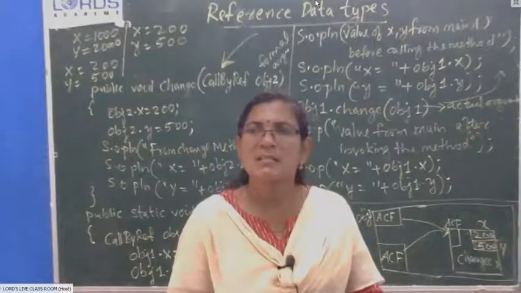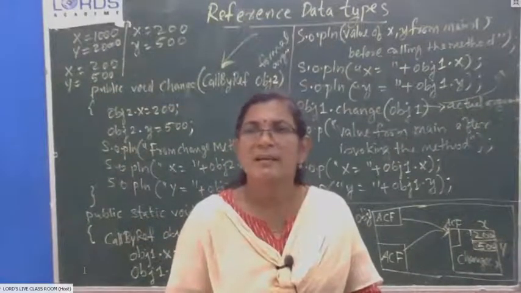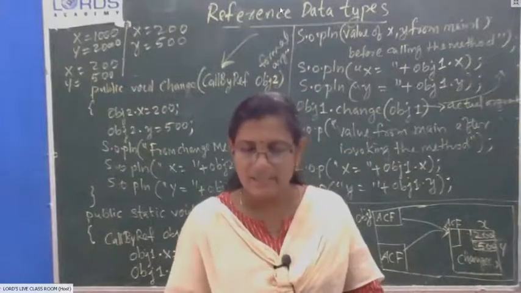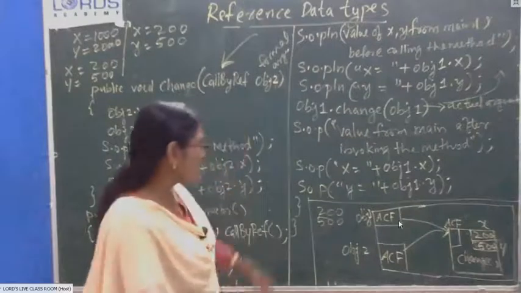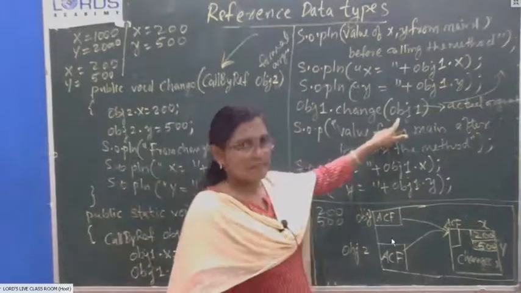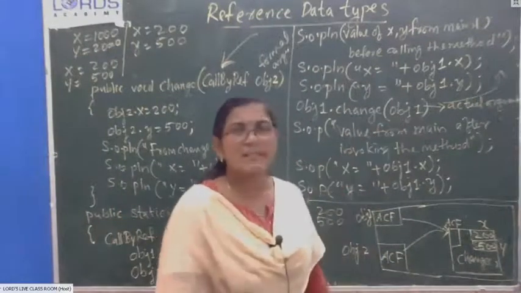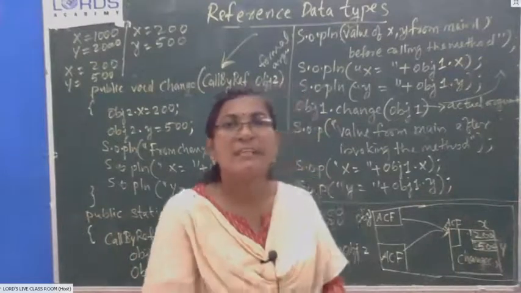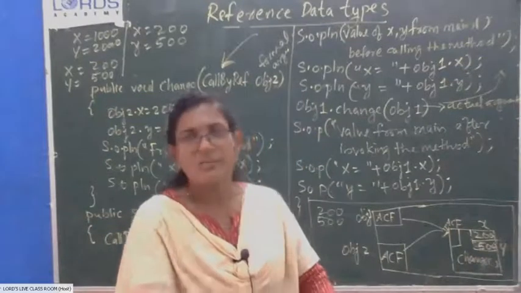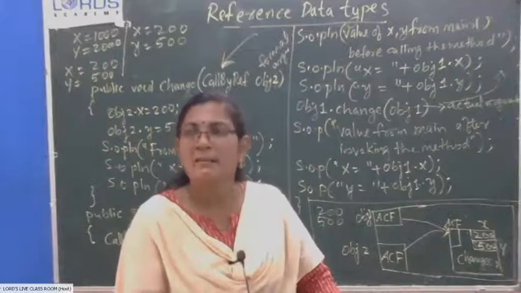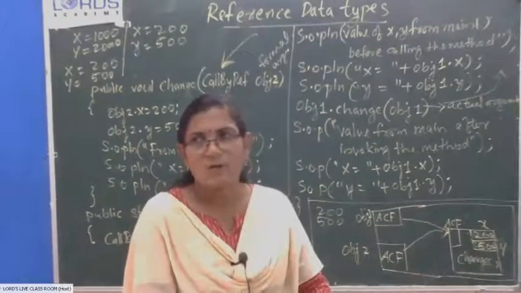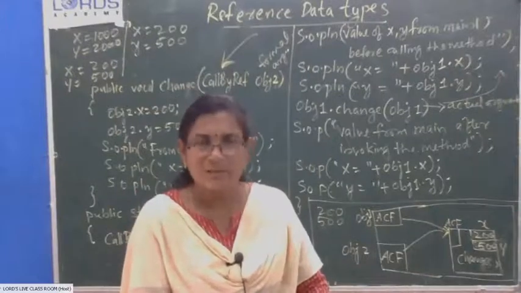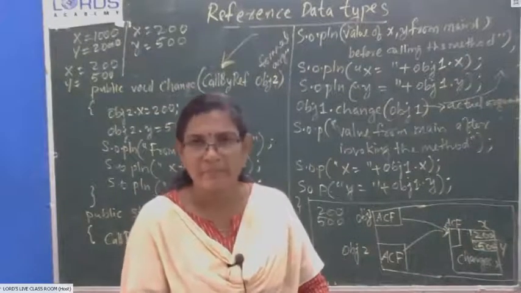I think the concept is clear for everybody. Is there any doubt on this? With the array as an example, I will explain the call by reference method when we deal with arrays. Now you have learned how call by reference works with objects. When objects are passed to the function, what actually is happening in the memory?